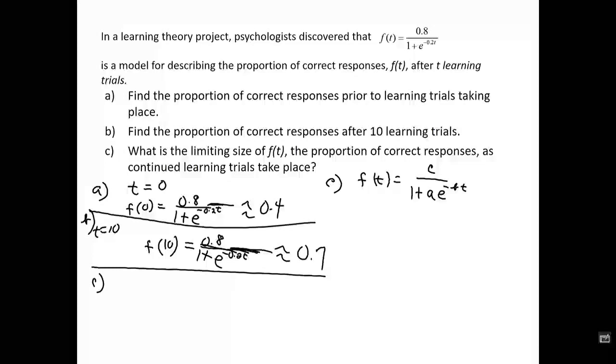Recall from the graphical illustration of the logistic growth model that the constant c represents the limiting size that f of t can attain. So, in this case, the limiting size of the proportion of correct responses as continued learning trials take place is going to be c, which is 0.8.